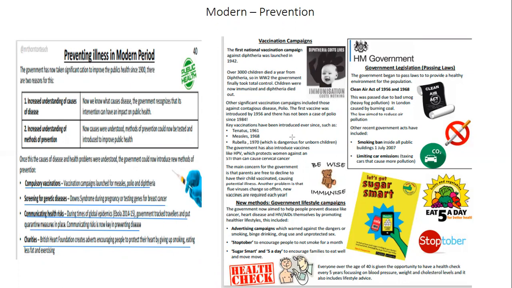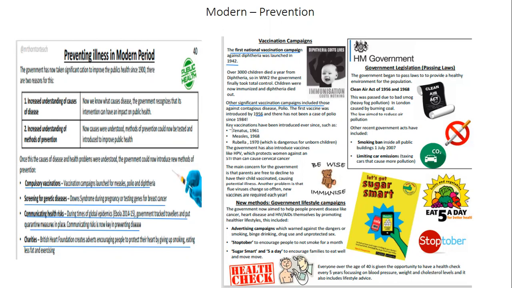If you were to get a question saying explain why there was progress in prevention of illness in the modern period, you've got your 3 paragraphs here. So vaccine campaigns. The first vaccination campaign against diphtheria was launched in 1942. Over 3,000 children died a year from diphtheria. So in World War II, the government took total control. Children were now immunized and diphtheria died out. Other significant vaccination campaigns included those against contagious disease, such as polio. The first vaccination was introduced in 1956, and there hasn't been a case of polio since 1984.